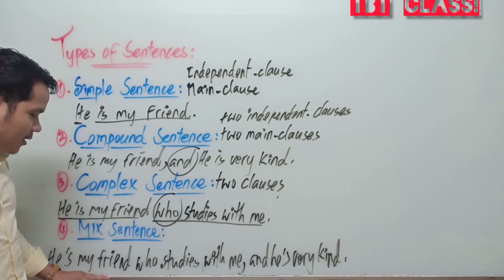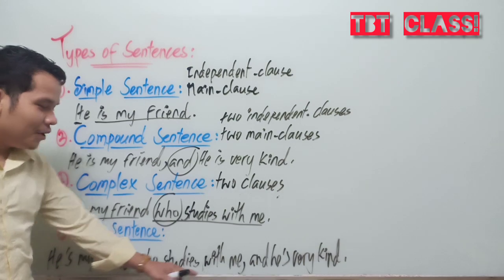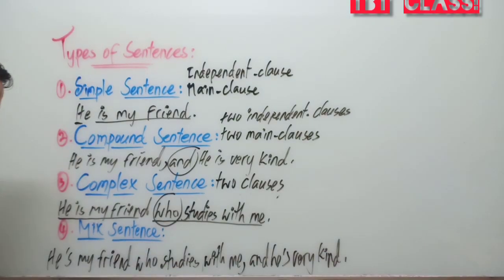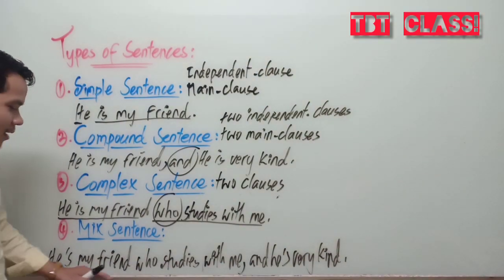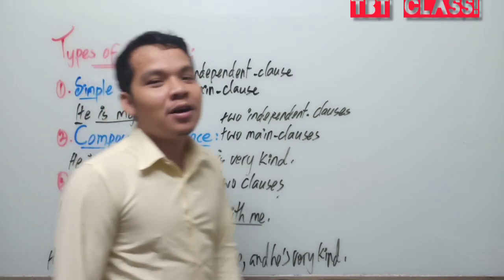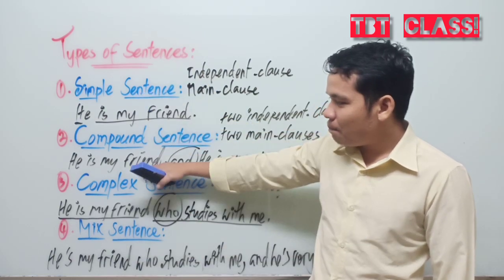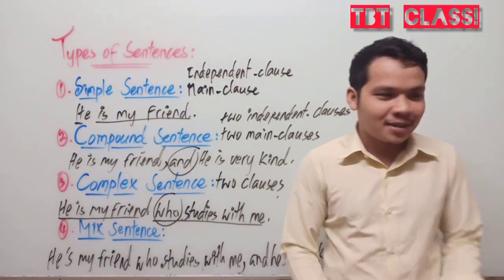He is my friend, simple sentence. He is my friend who studies with me, complex sentence. But when I say he is my friend who studies with me and he is very kind, we call it a mixed sentence. Okay, from number one to number four: simple sentence, compound sentence, complex sentence, and mixed sentence.